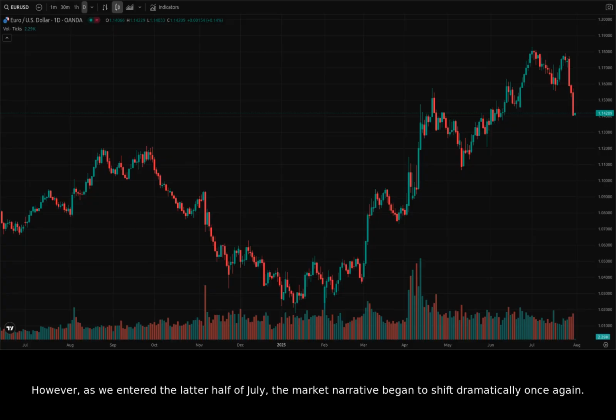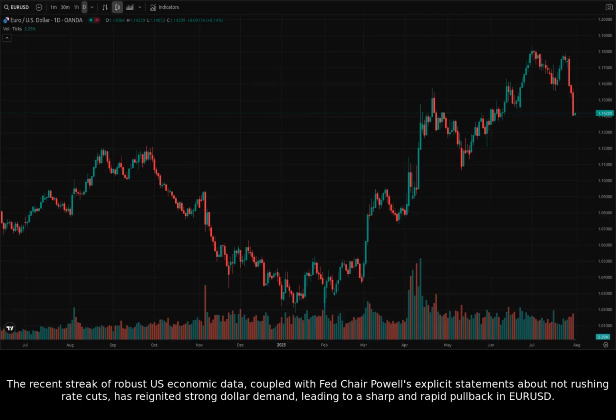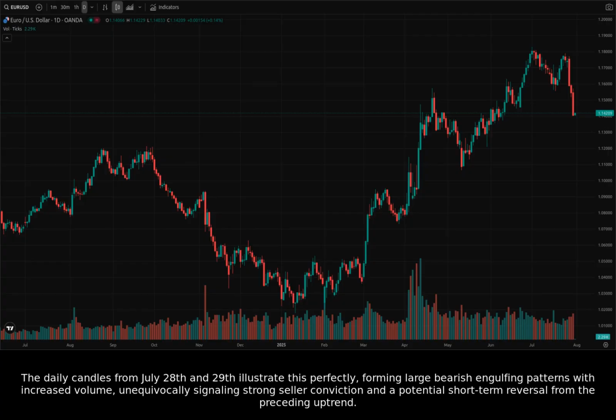However, as we entered the latter half of July, the market narrative began to shift dramatically once again. The recent streak of robust U.S. economic data, coupled with Fed Chair Powell's explicit statements about not rushing rate cuts, has reignited strong dollar demand, leading to a sharp and rapid pullback in EURUSD. The daily candles from July 28th and 29th illustrate this perfectly, forming large bearish engulfing patterns with increased volume, unequivocally signaling strong seller conviction and a potential short-term reversal from the preceding uptrend.